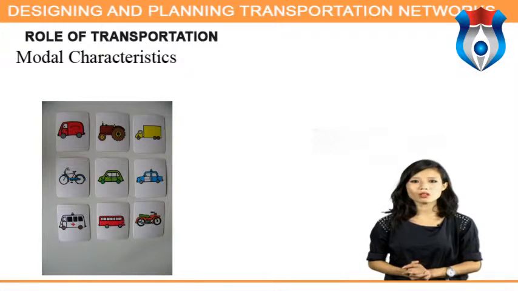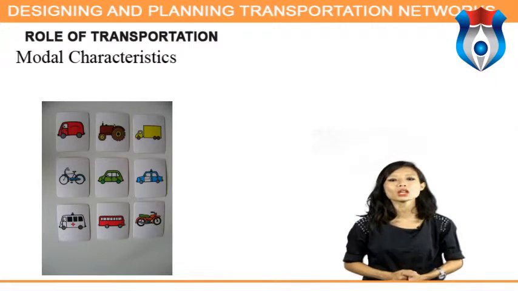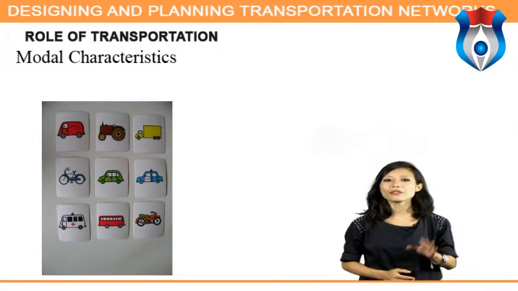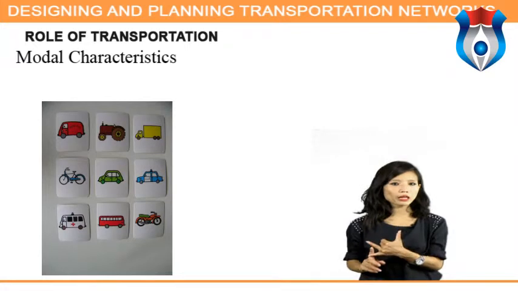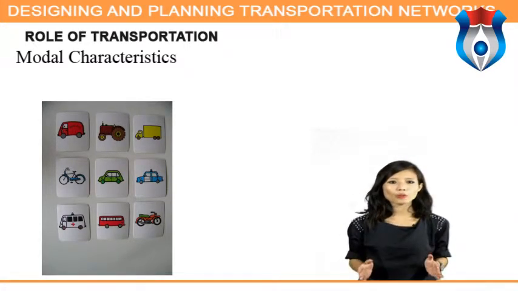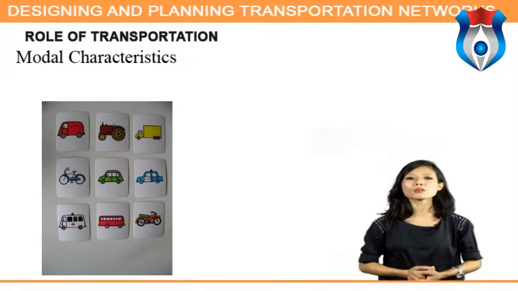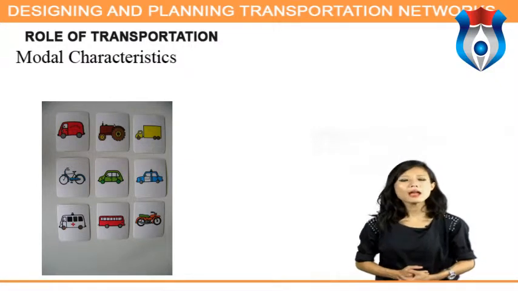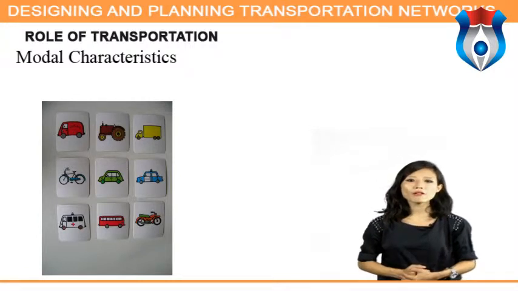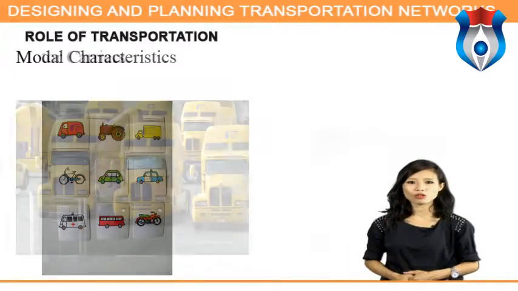Modal characteristics. Modes of transportation used in national and international logistics and supply chain management can be grouped under 5 modes. They are rail, highway, water, pipeline and air. The relative importance of each mode can be measured in terms of system mileage, traffic volume, revenue and the nature of traffic composition. Each mode is discussed with respect to these measures.